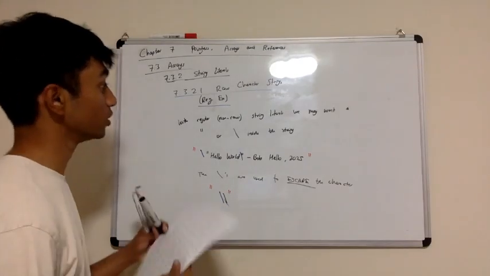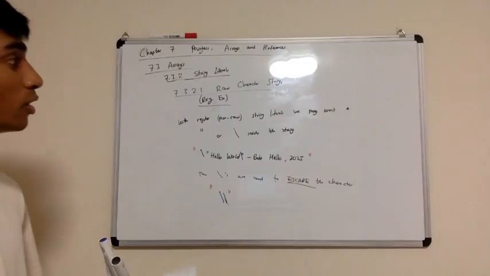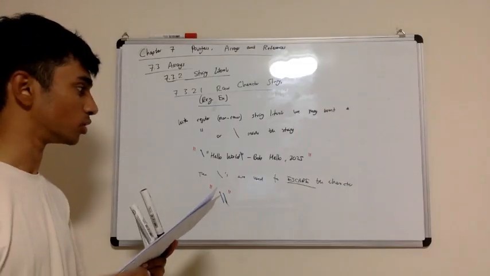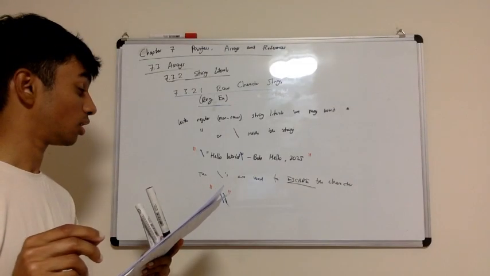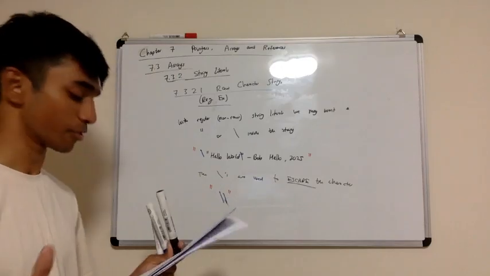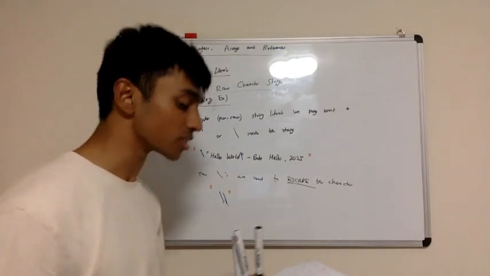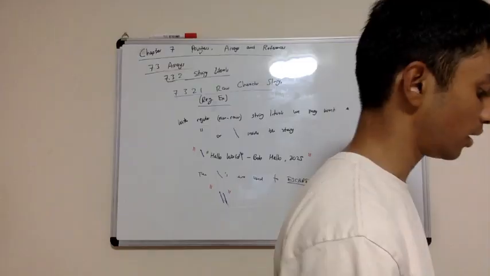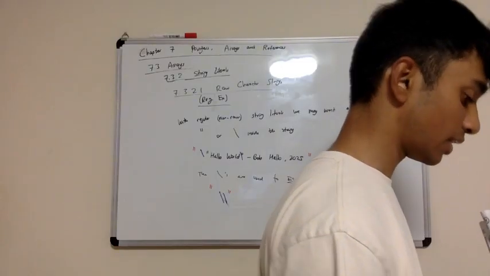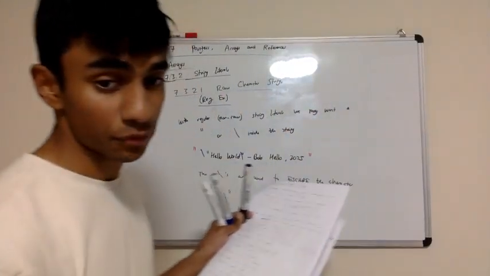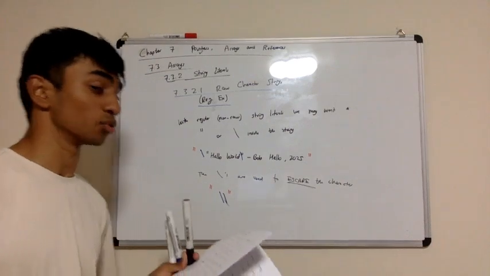But backslashes in non-raw strings are purely for escaping characters. Backslashes in non-raw strings are for escaping characters, taking away their extra functionality if they have any. Now, this can get really annoying if we have a lot of quotes or a lot of backslashes or a lot of anything.